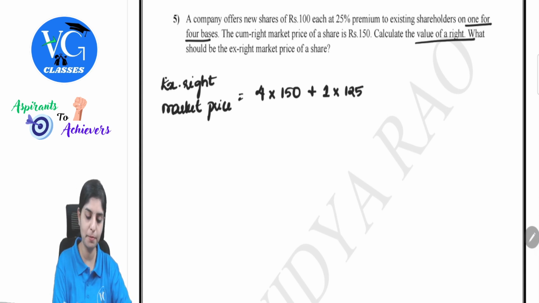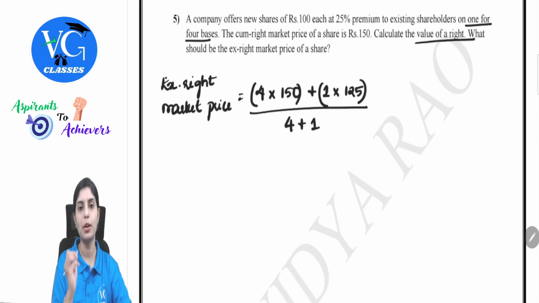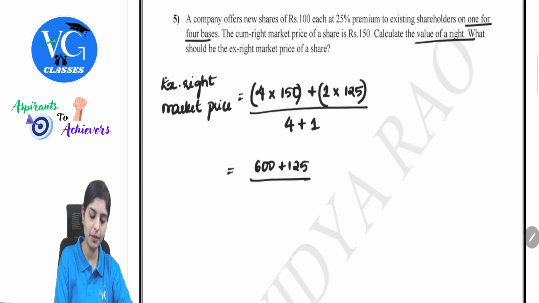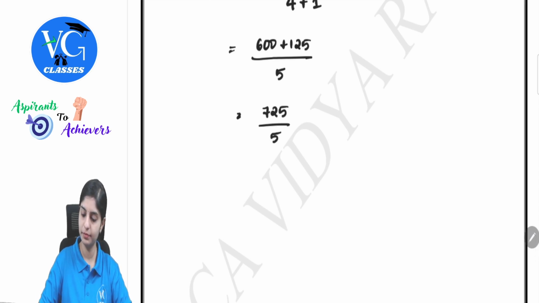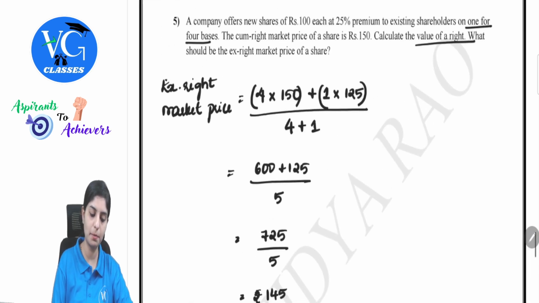So 100 plus 25%. Divide this by the number of shares, 4 plus 1. I hope this is clear. So 4 into 150, 600, plus 125, divided by 5. So this will be 725 divided by 5. That is 145. So this is the ex-right market price of a share.